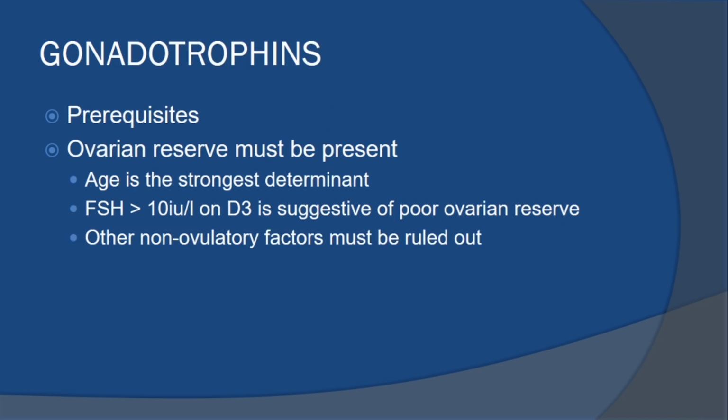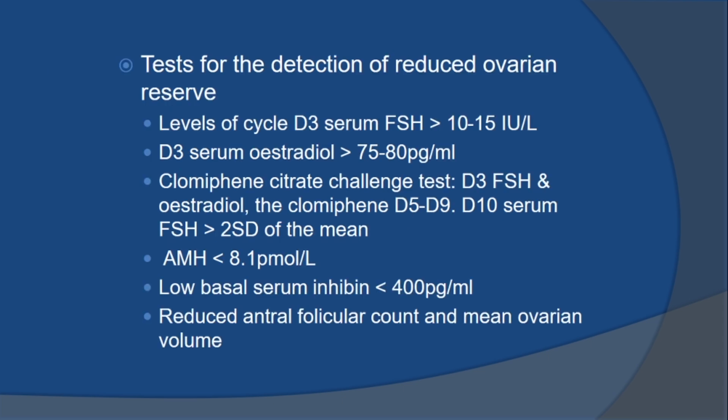syndrome. Now, gonadotrophin can be used, but you must satisfy some basic prerequisites before you give gonadotrophin. You must know the ovarian reserve of the patient, and age is the strongest determinant. The younger the woman, the higher the response to gonadotrophin. Follicle stimulating hormone level of greater than 10 international units per liter on day 3 is suggestive of poor ovarian reserve. So you must do all this before you start a woman on gonadotrophin.